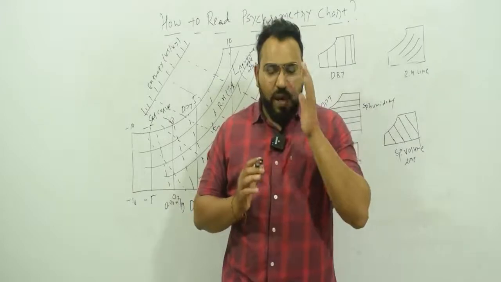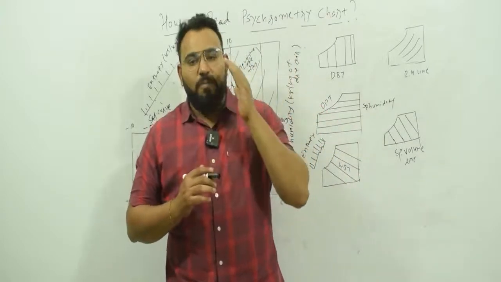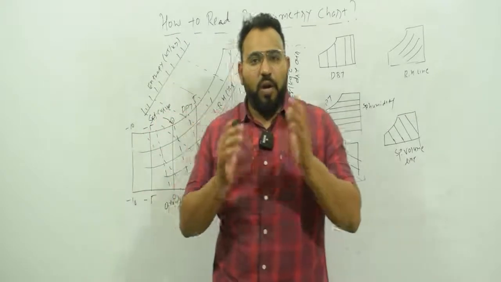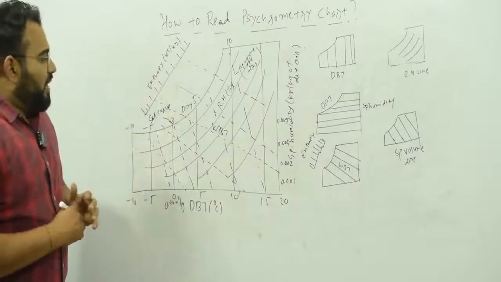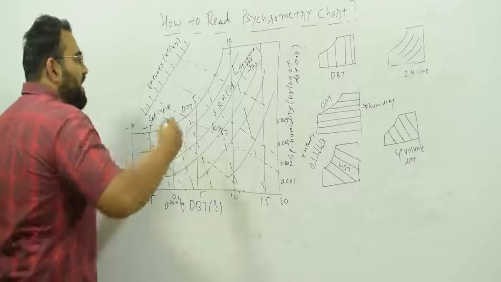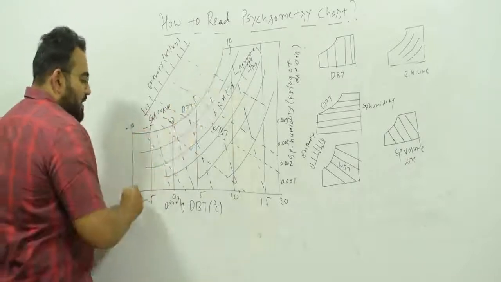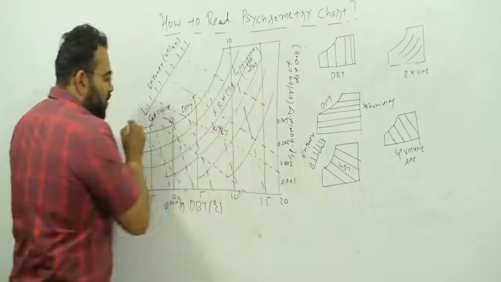Now keep the psychrometric chart in front of you and listen to me very carefully. Our topic is how to read the psychrometric chart. Open your psychrometric chart; you can see that it looks something like this.